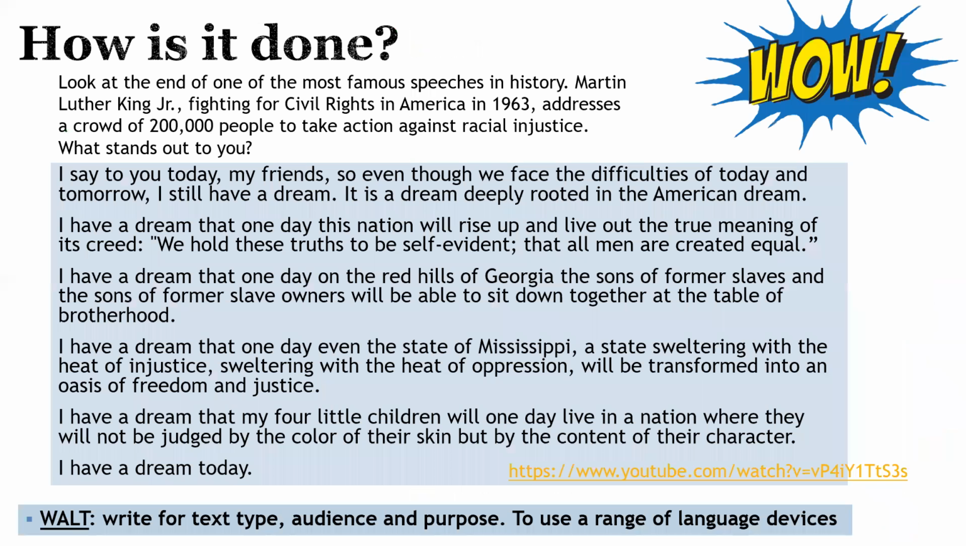Okay, so let's have a look at how it's done. This is probably one of the most famous speeches. I've left the clip down here on the YouTube, so feel free in your own time to have a watch of that and have a think about it. Now, this is from the end, actually. It's not the whole speech, it's quite long. It's from the end of one of the most famous speeches in history. It's Martin Luther King Jr. In 1963, outside in Washington, addressing a crowd of over 200,000 people, and he's asking them to kind of get on board and take action against racial injustice in the 60s in America, when racism, segregation was absolutely awful.